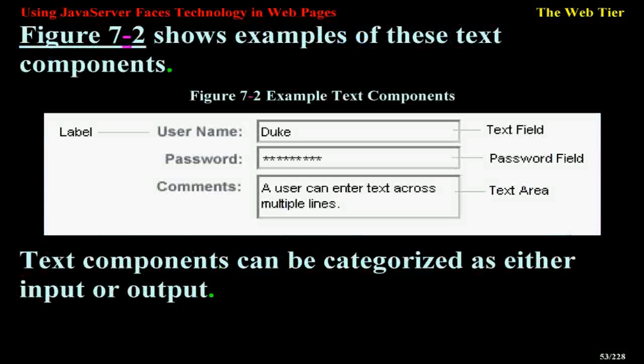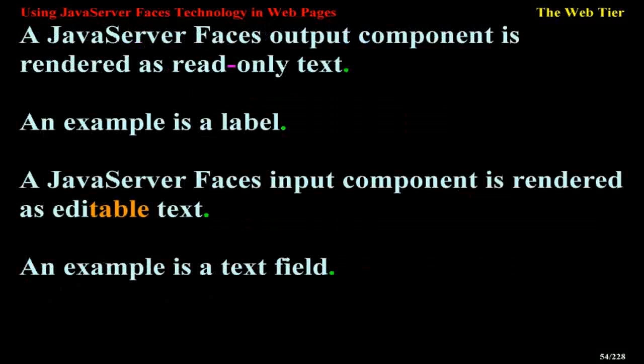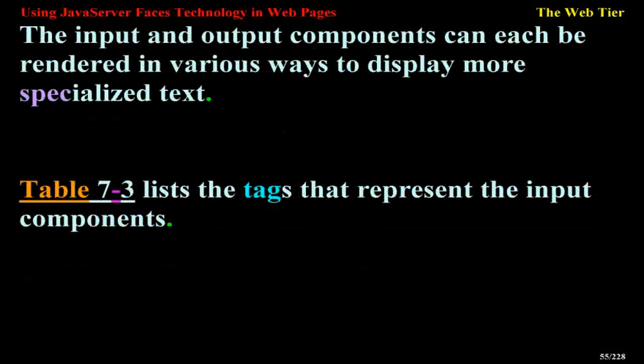Text components can be categorized as either input or output. A JavaServer Faces output component is rendered as read-only text. An example is a label. A JavaServer Faces input component is rendered as editable text. An example is a text field. The input and output components can each be rendered in various ways to display more specialized text. Table 7-3 lists the tags that represent the input components.